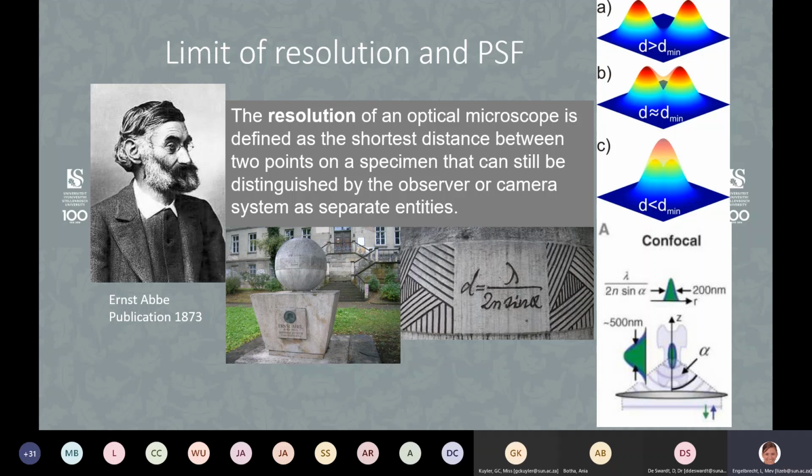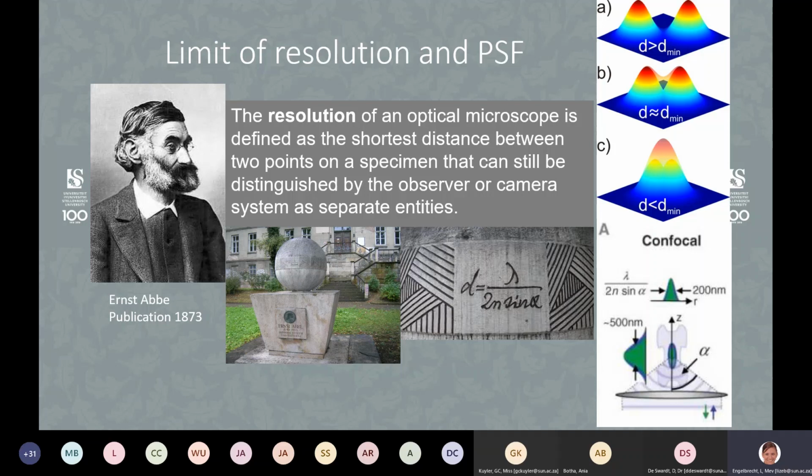So what is resolution? The resolution of an optical microscope is defined as the shortest distance between 2 points on a specimen that you can still distinguish as two separate entities. If we look at the diagram here on the right hand side, d-min means the limit of the shortest distance. So if the distance between 2 points is further than the minimum, then you can easily see them as 2 points. However, at some point, they reach that point where you can just about see, okay, there are still 2 points. We call this the Rayleigh limit.